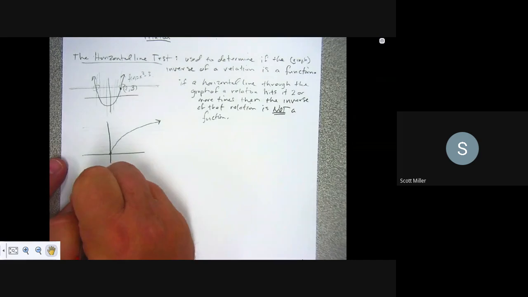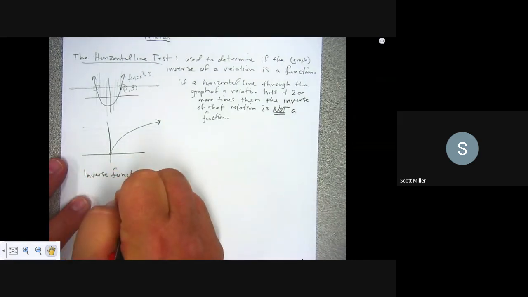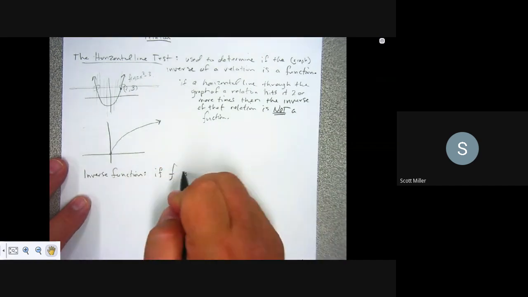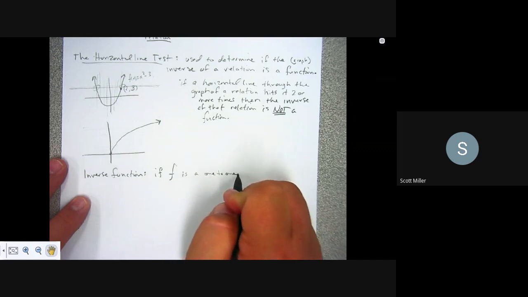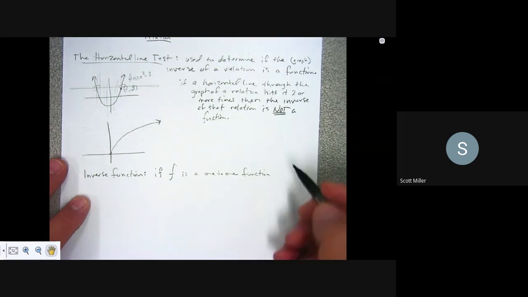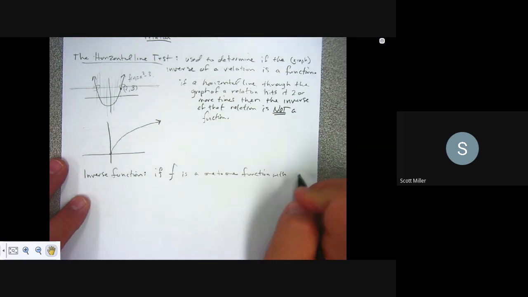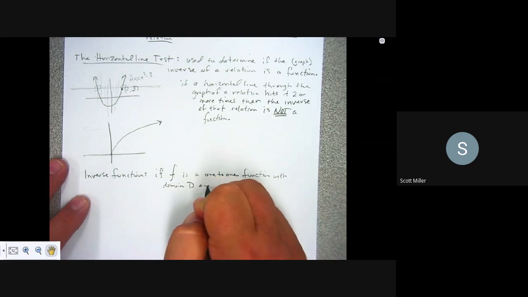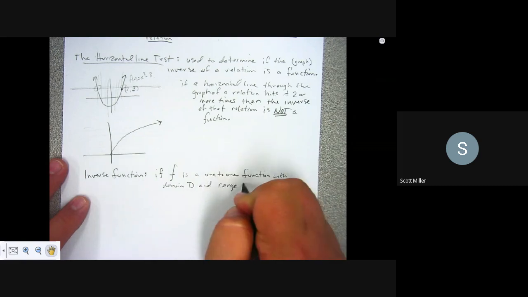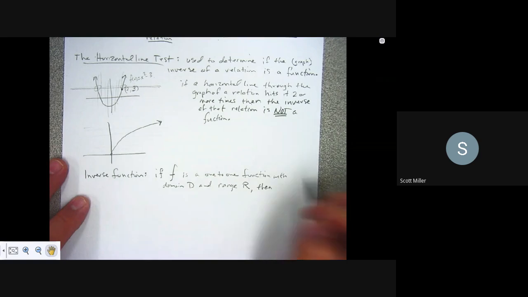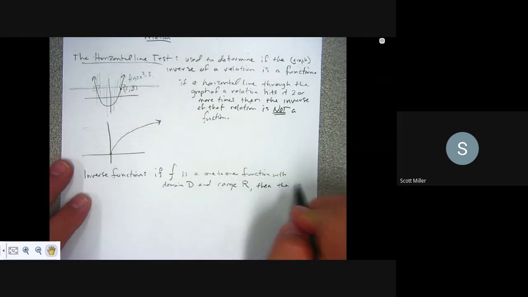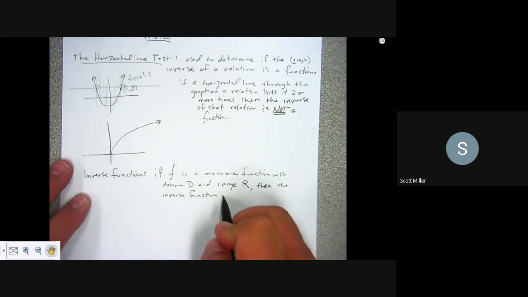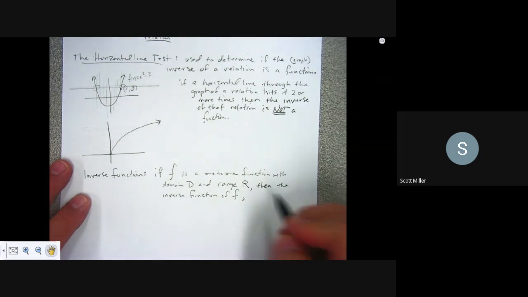Here's a definition of an inverse function. If f, which is a function, is a one-to-one function, and I will explore that definition in just a moment, with some domain that we call D and a range we will call R, then the inverse function of f is designated this way.